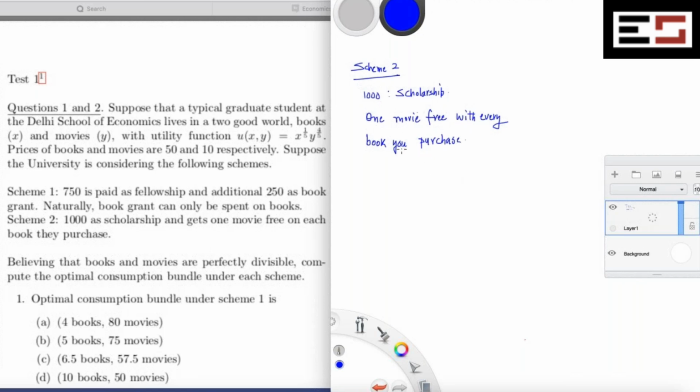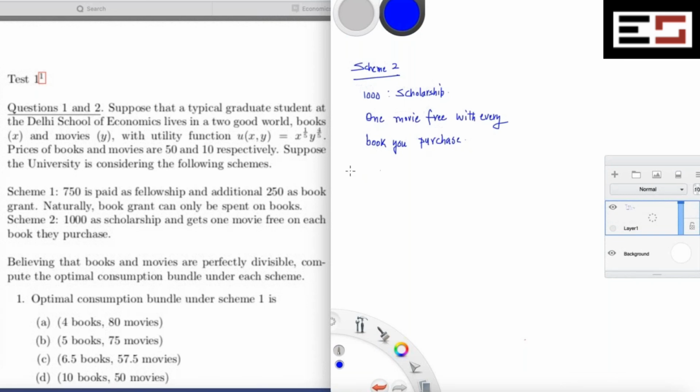So what does this scheme mean in that case? In case you buy half a book, then you will get half a movie free. So when you say one movie free with every book you purchase, if you buy X number of books, then you'll get X number of movies free with it. Is that clear? This X can take any value. It doesn't necessarily have to take an integer value. That's what it means that books and movies are perfectly divisible.